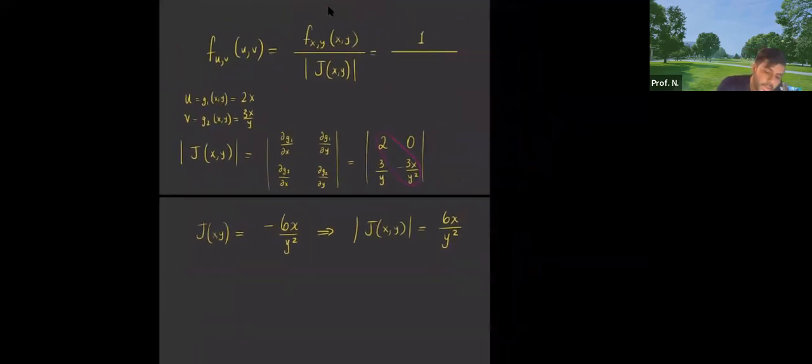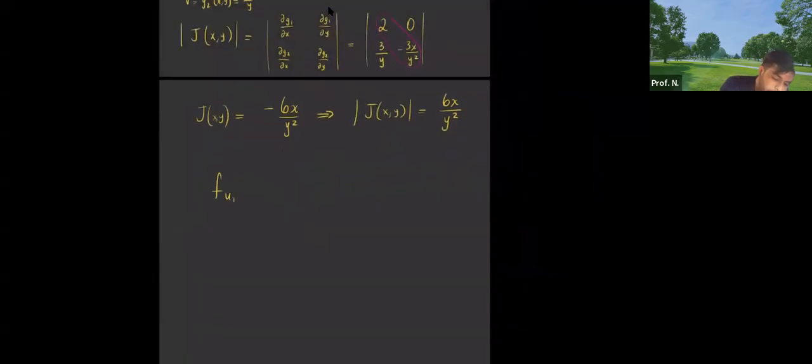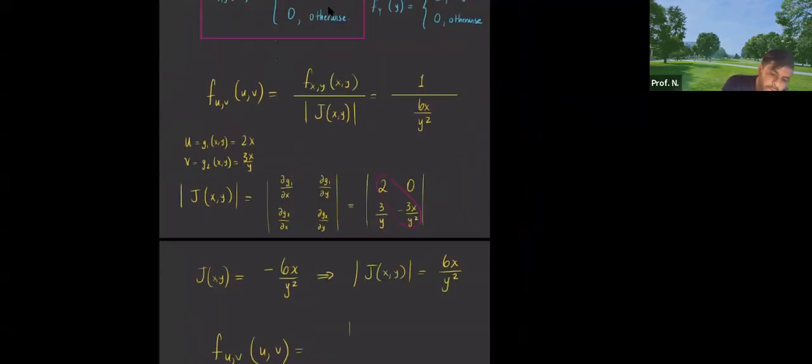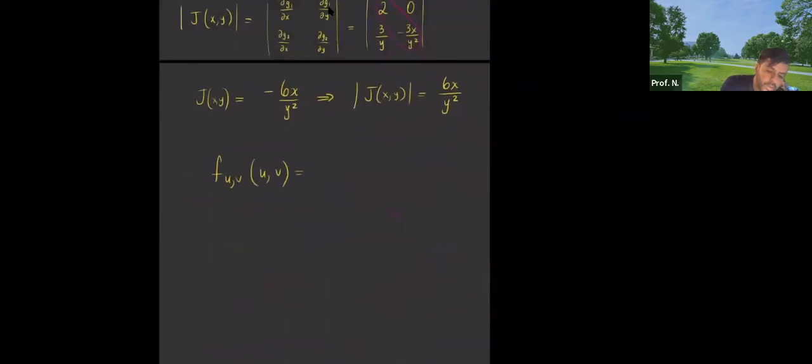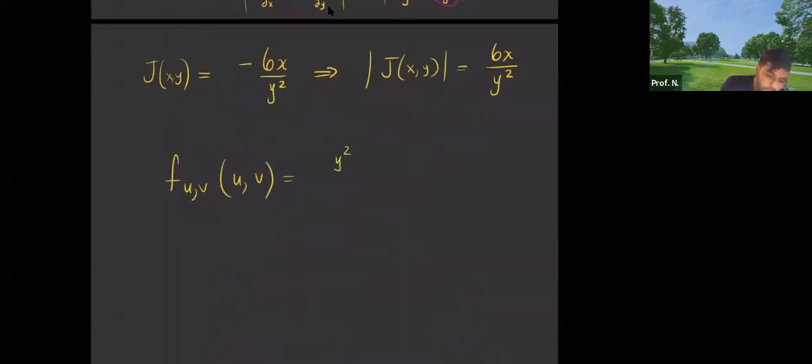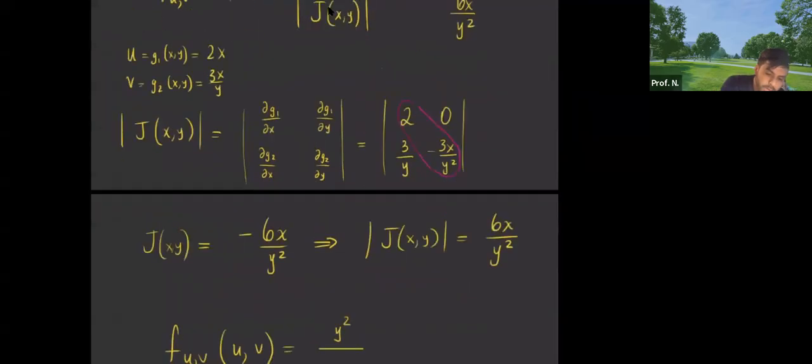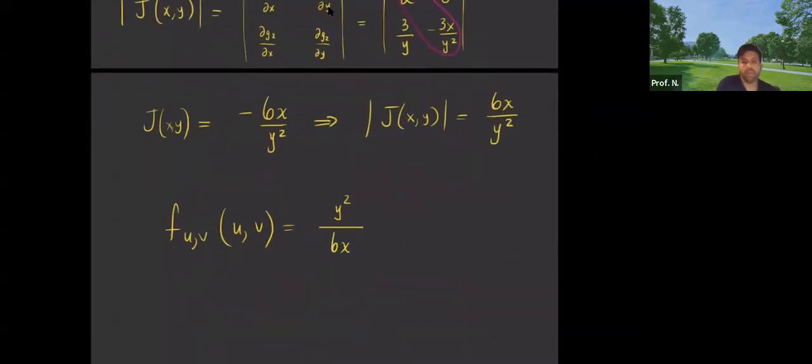But now I want to take the absolute value of that Jacobian, so it won't be negative. It'll just be positive 6x over y squared. And so we're putting that in the denominator. So then I get f of uv is equal to, well, if you do 1 over this, it results in the reciprocal. So this becomes y squared over 6x. Now, what's the issue here?